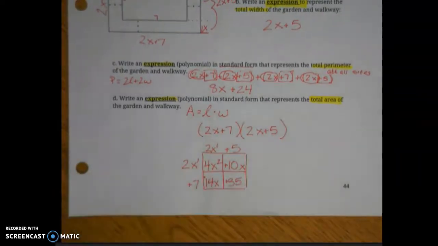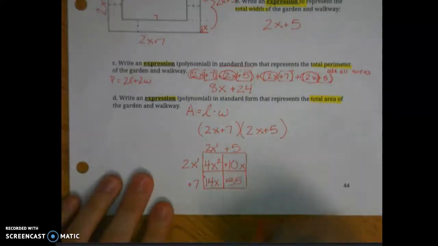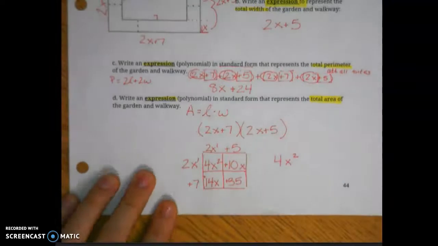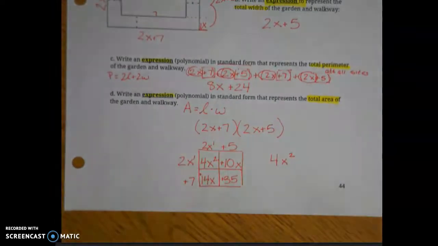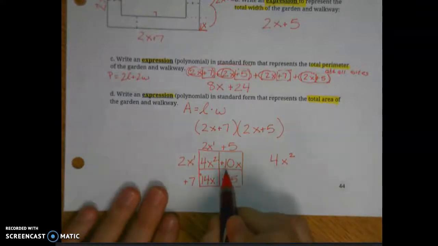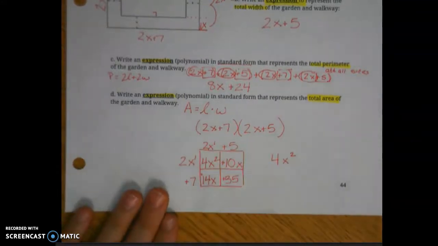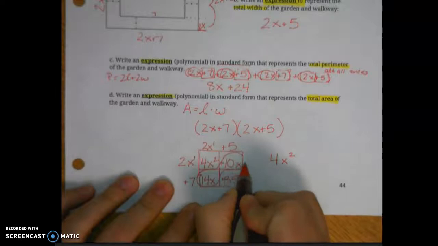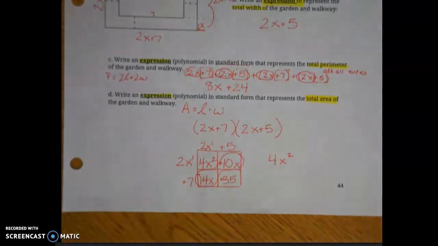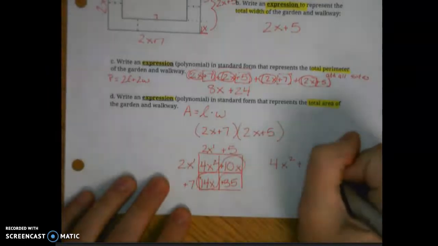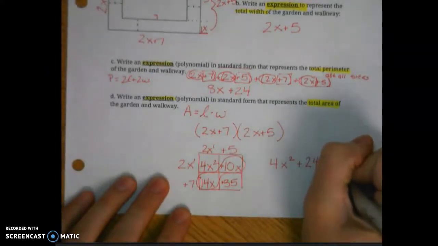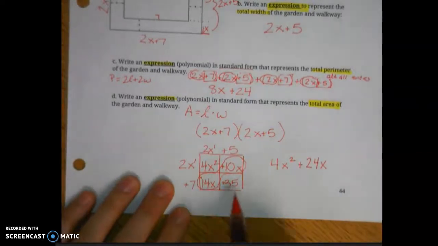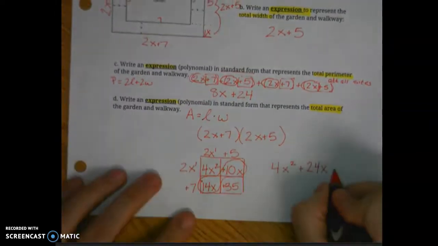Okay, now I want to add together any like terms to write this as a polynomial in standard form. Okay, so I'm going to start with the term with the greatest exponent. So that's this term right here, so I have 4x squared. Then I want to look for the next greatest exponent, so after the 2 comes the 1, so I have 10x to the first power and 14x to the first power. Since I have 2 terms with that same variable and exponent, I can combine these two like terms. So 10x plus 14x is 24x. And then lastly, I have my constant, plus 35. So I will put that on the end right here.